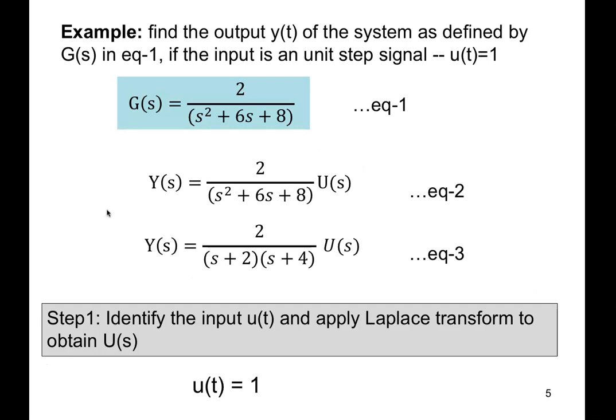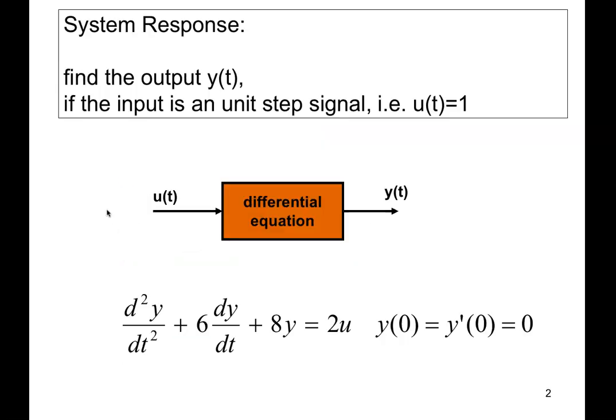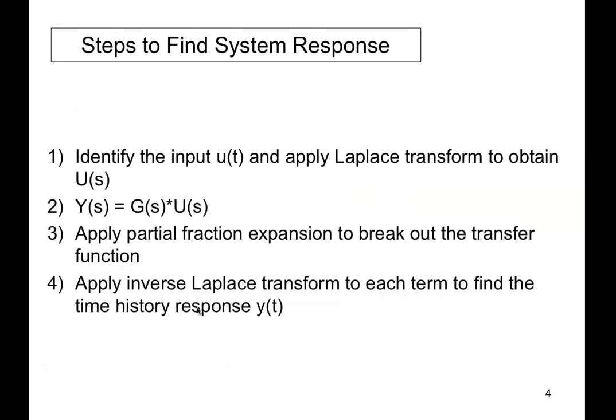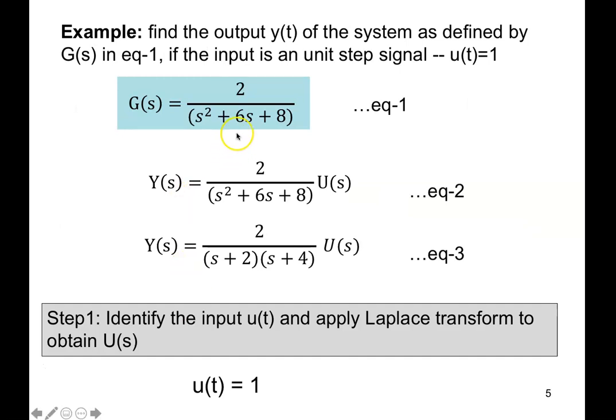Now for the system, I had it before. This is the differential equation. I can easily find the Laplace transform of that, and the process of which we have done last time. So I've got this. I'll skip that step because we've done it before. So the transfer function of that particular system is 2 over s squared plus 6s plus 8.